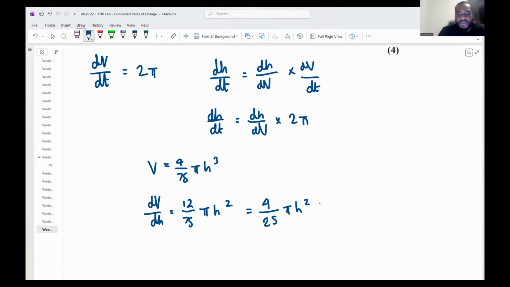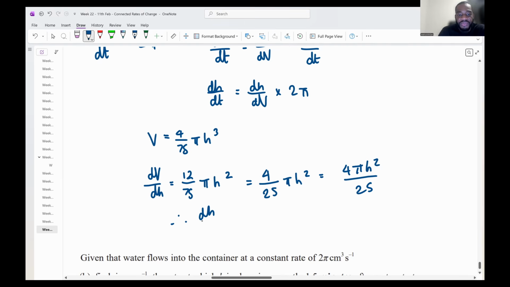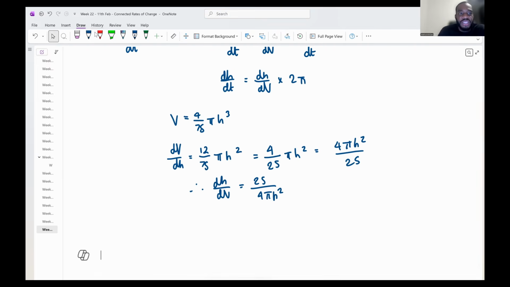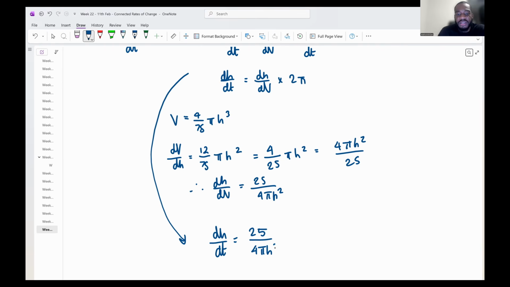Now, because I want dh/dV, let me write this as a nice fraction. 4 pi h squared over 25 is dV/dh. So that means that dh/dV is equal to 25 over 4 pi h squared, isn't it? Like that. So I can put that in the connected rate of change. I can delete this now. So I can now say that dh/dt, which is what they're looking for, is equal to dh/dV, which is 25 over 4 pi h squared, times by 2 pi, because that's dV/dt, isn't it?